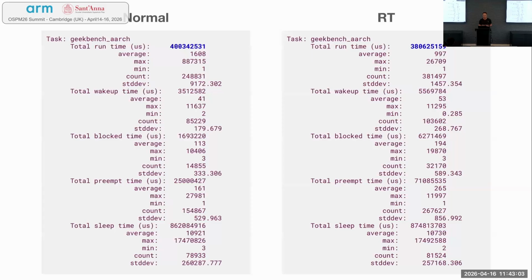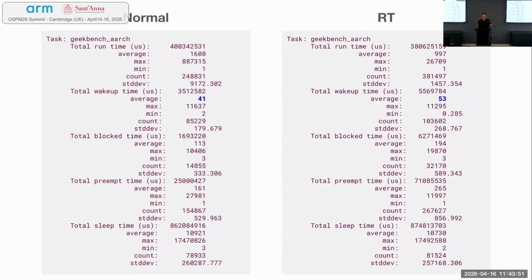And the runtime, first of all, it showed that it ran a lot longer without real time. You can see the average was also quite a bit longer. It seems Geekbench didn't get as much CPU time. It got preempted more often when real time was enabled. Like I said, especially the max. You can see the max is much, much larger. You can see that it was scheduled in and out much more often on real time than it was on normal Geekbench.